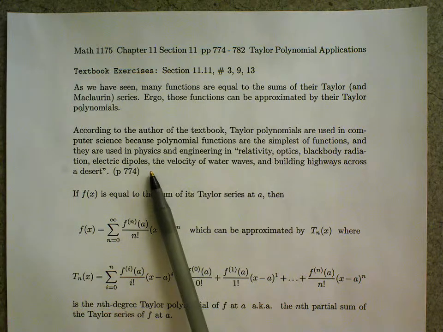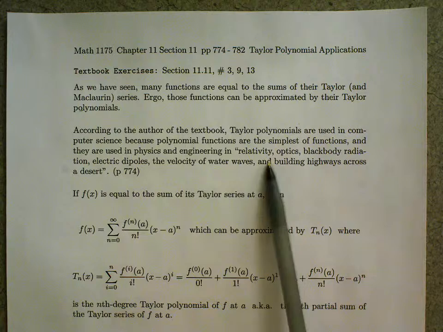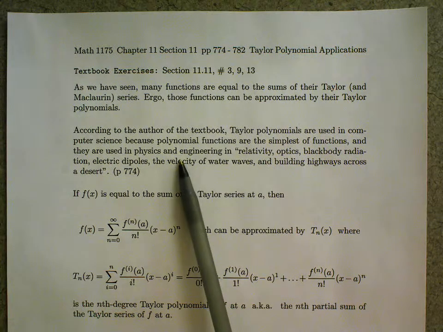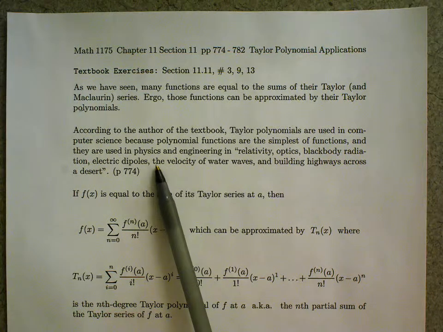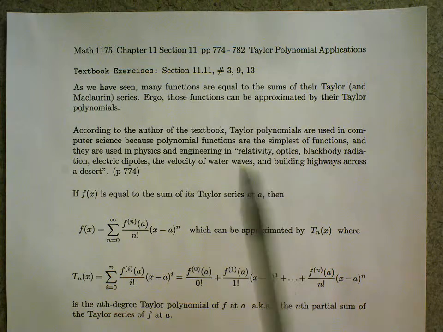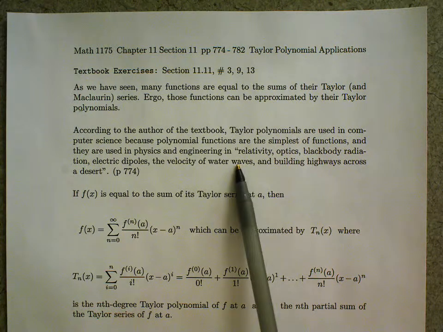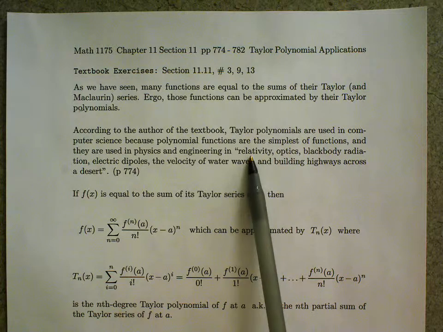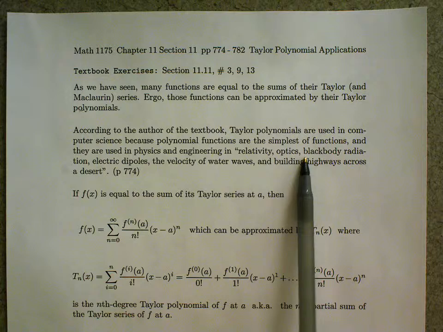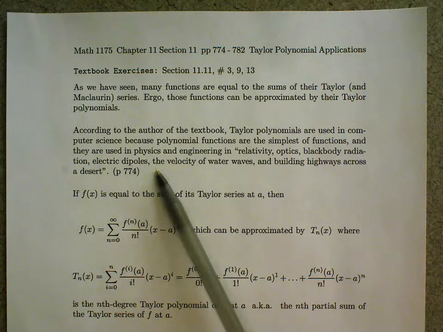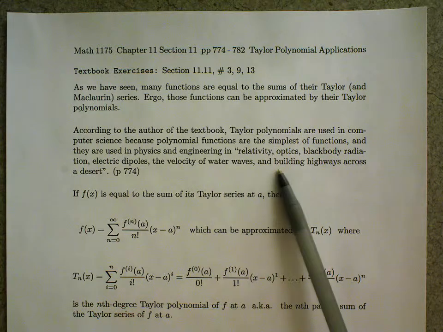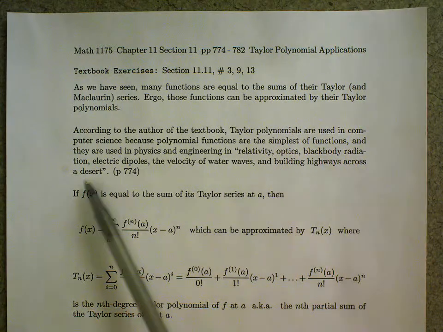And according to the author of the textbook, Taylor polynomials are used in computer science because polynomial functions are the simplest of functions. And they are also used in physics and engineering. And to quote the textbook, in particular, Taylor polynomials are used in relativity, optics, black body radiation, electric dipoles, the velocity of water waves, and the building of highways across a desert.